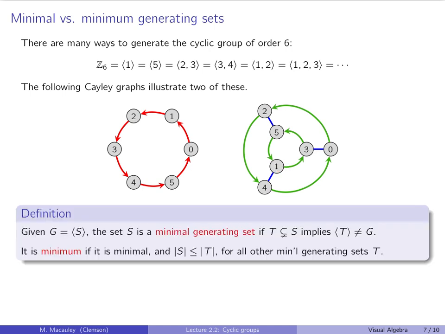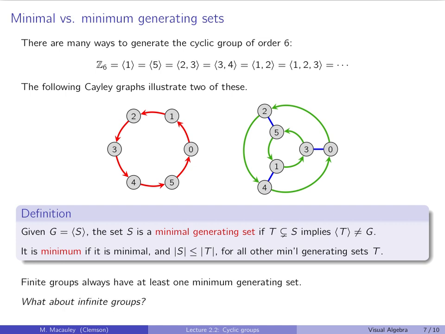This example nicely illustrates the difference between a minimal and a minimum generating set. I mentioned this in the first chapter, but let me remind you again. Given a group generated by S, we say that S is a minimal generating set if any other proper subset does not generate. That means if we remove anything from S, it no longer generates. So this is an example of a minimal generating set, because if we remove the green arrows or the blue arrows, it no longer generates. However, it's not a minimum generating set because there is a smaller generating set, namely 1 right here. So we say that a generating set is minimum if it's minimal, and all other minimal generating sets T are at least as large.